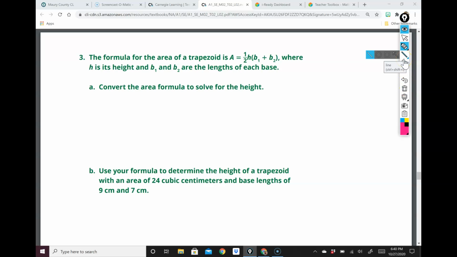Part B, it says, use your formula to determine the height of a trapezoid with an area of 24 square centimeters and bases of 9 centimeters and 7 centimeters.